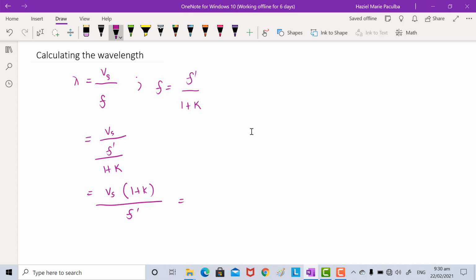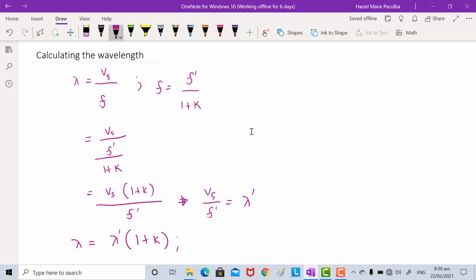Note that v sub s over f prime is just equal to our lambda prime. So we have this expression, lambda is equal to lambda prime multiplied by 1 plus kappa.